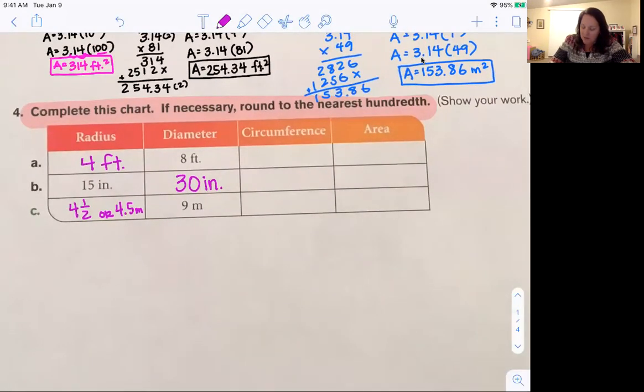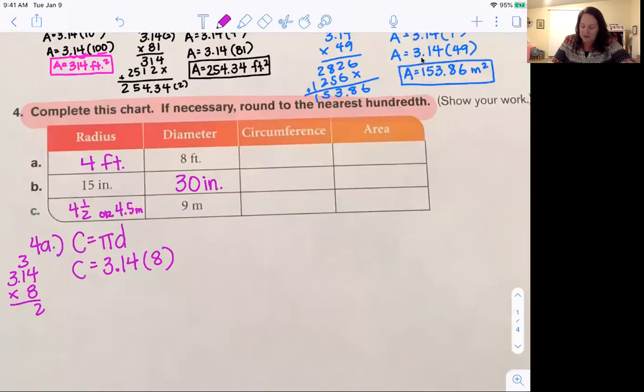If I have, I'm going to write it here. You guys have room at the bottom, so you can use it, or you can use scratch paper. I know some of you guys like the lines. So I have C equals pi d. C equals 3.14 times my diameter, which is 8. These are easy ones. Okay, then I'm going to do 3.14 times 8. 8 times 2 is 32. 8 times 1 is 8, plus 3 is 11. 8 times 3 is 24, plus 1 is 25. And I get circumference equals 25.12 feet. Now I don't need square feet because it's not area.